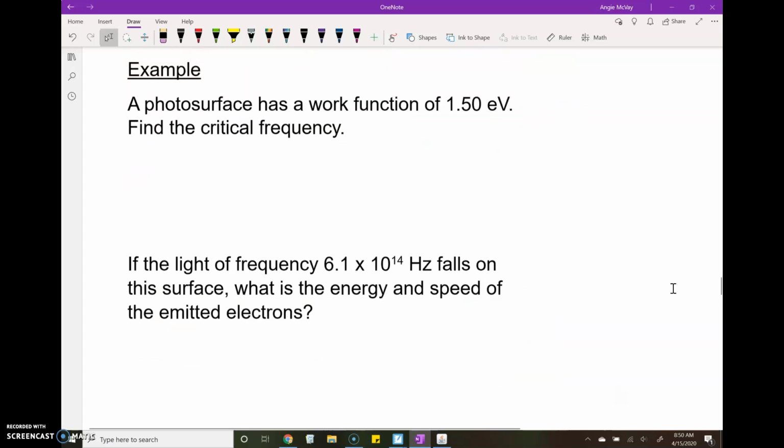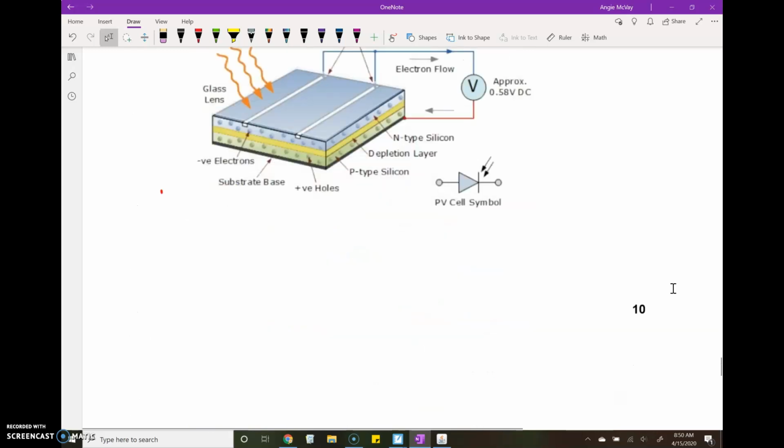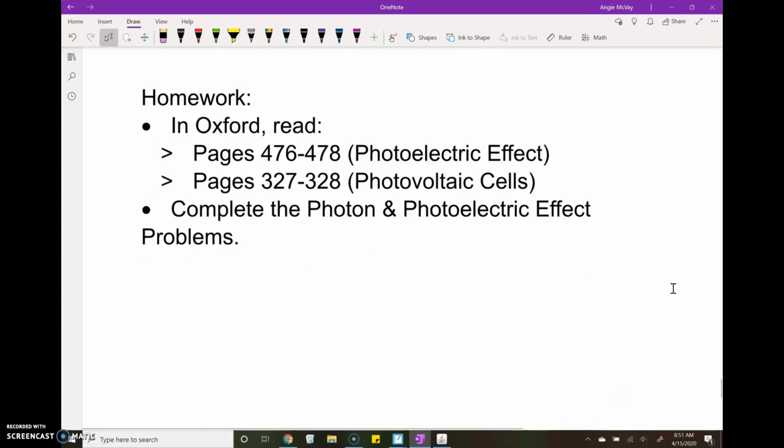All right, I've got a couple examples that I'll post in the next video. Sorry, this is kind of a long lesson. Your homework that I'd like you to do is take a look in the Oxford text at the photoelectric effect and the photovoltaic cells. And then there are some problems that I've attached about the photon and the photoelectric effect. In the next video, I'll do the examples that will help you solve those problems.